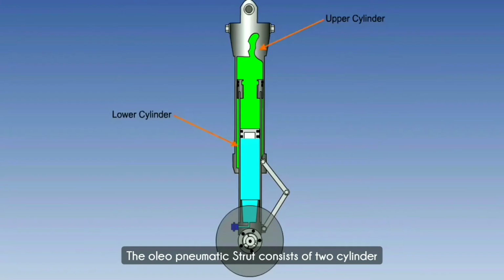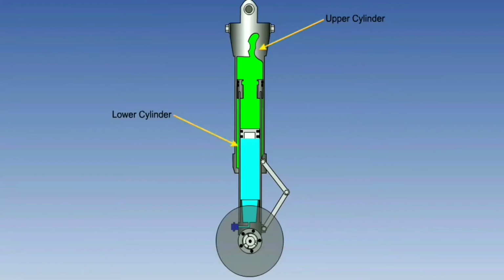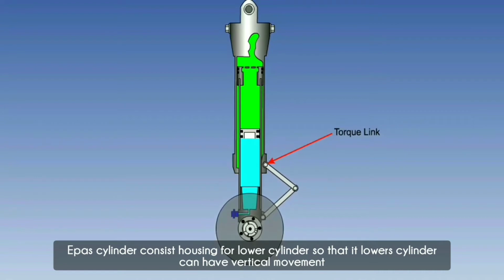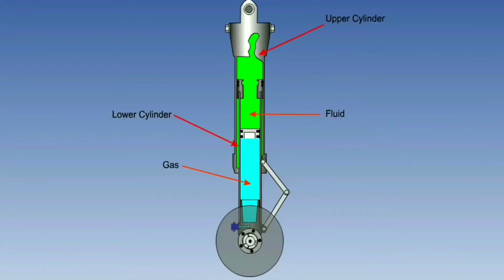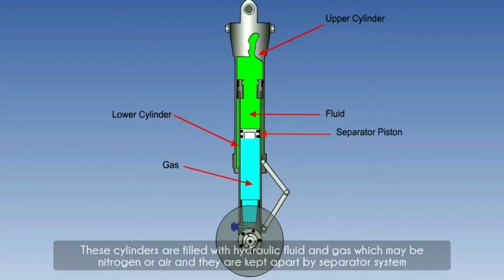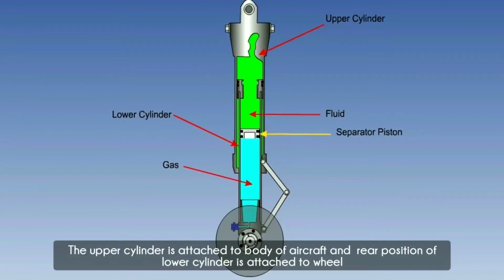The oleo-pneumatic strut consists of two cylinders, one upper or outer cylinder and a second lower or inner cylinder. The upper cylinder consists of a housing for the lower cylinder so that the lower cylinder can have vertical movement. These cylinders are filled with hydraulic fluid and gas, which may be nitrogen or air, and they are kept apart by a separator piston. The upper cylinder is attached to the body of the aircraft and the rear portion of the lower cylinder is attached to the wheel.